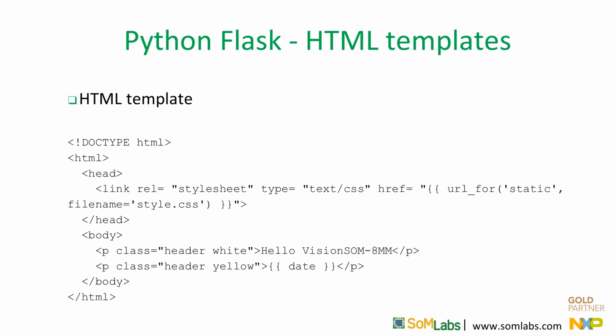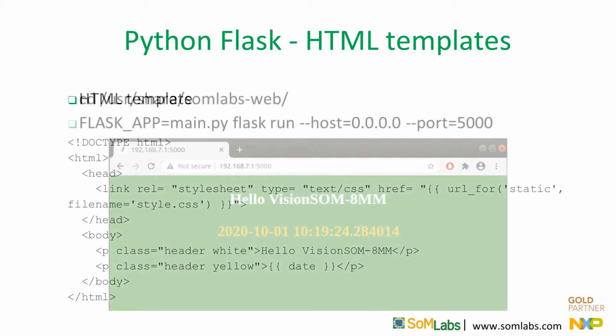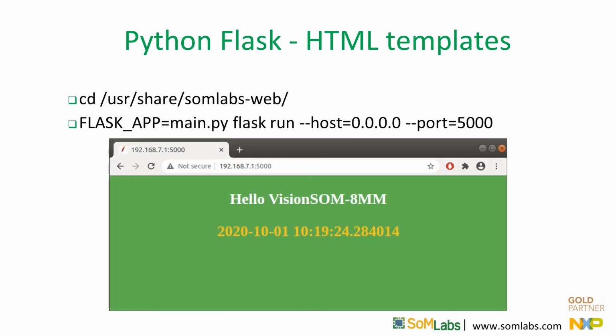In the template file, we have plain HTML code with two special tags. The first is the path to the style sheet, and the second one is the place to enter the date, which is given in the render_template function parameter. We can now go to the usr/share/SOMLabs web directory and restart the server. We will see that the new content is in the browser, and each time the page is loaded, it will have a different date. Additionally, the content has been formatted according to the provided style sheet file.